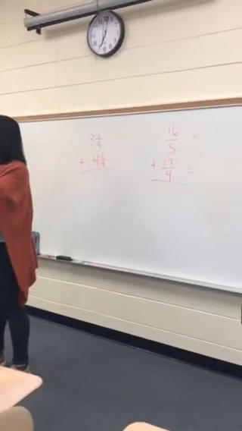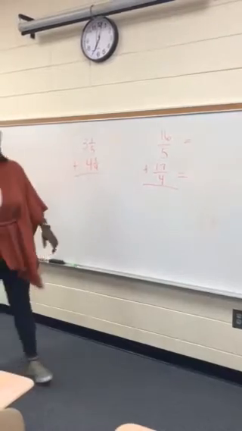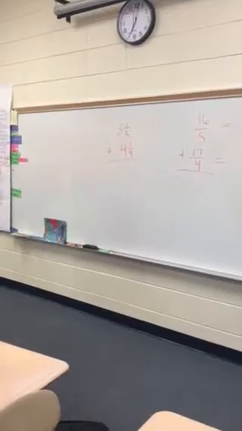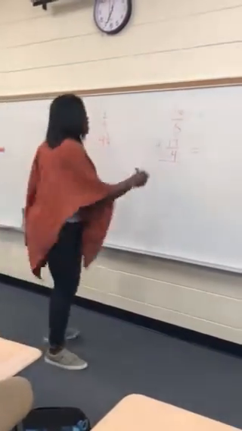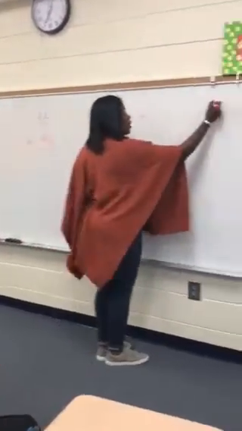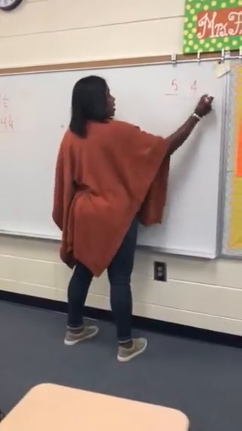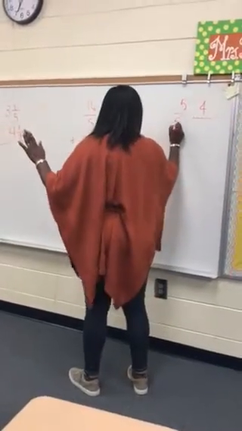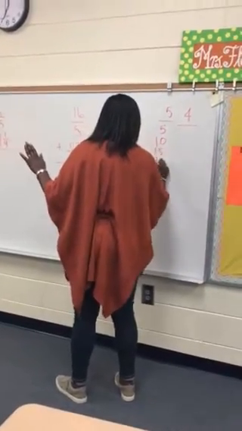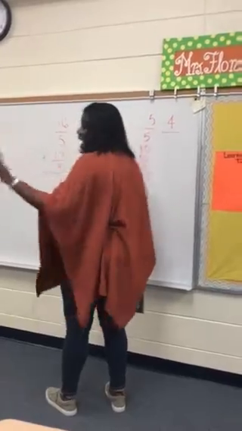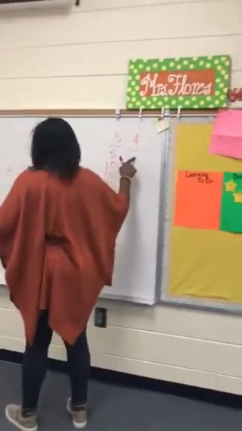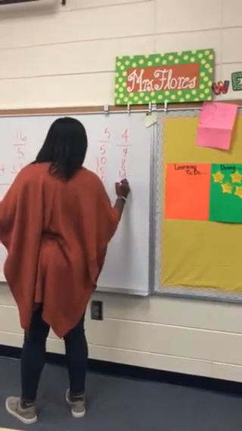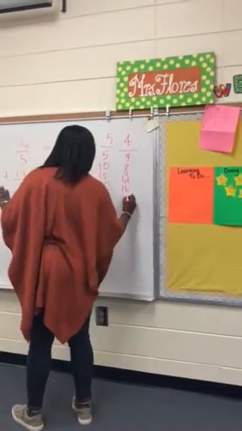What's the first letter in it? Least common denominator. And how do I find the least common denominator? List your multiples of 5 and 4. All right, so I'm listing my multiples of 5 and 4. First 5 multiples of 5: 5, 10, 15, 20, 25. First 5 multiples of 4: 4, 8, 12, 16, 20.